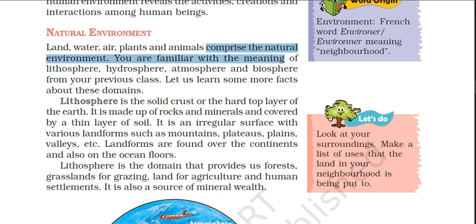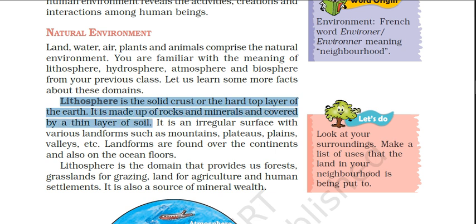You are familiar with the meaning of lithosphere, hydrosphere, atmosphere, and biosphere from your previous class. Let us learn some more facts about these domains. Lithosphere. Lithosphere is the solid crust or the hard top layer of the earth. It is made up of rocks and minerals and covered by a thin layer of soil.